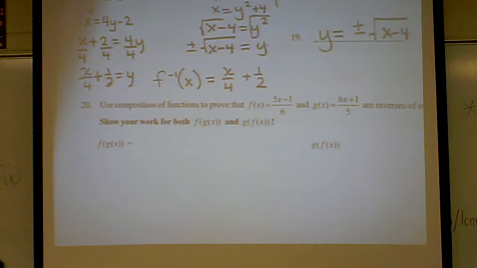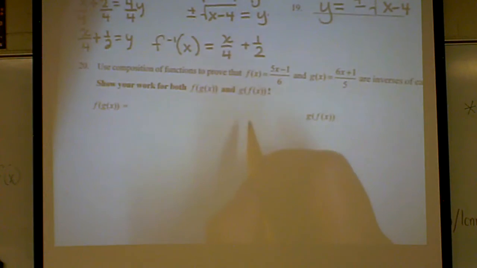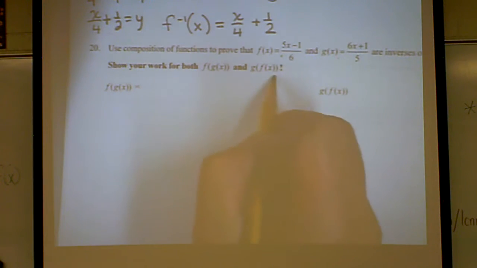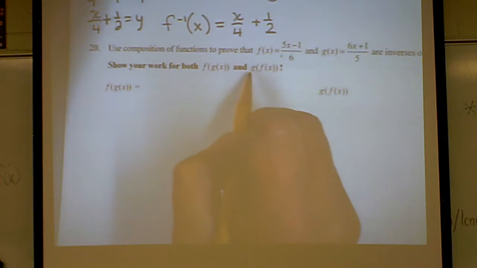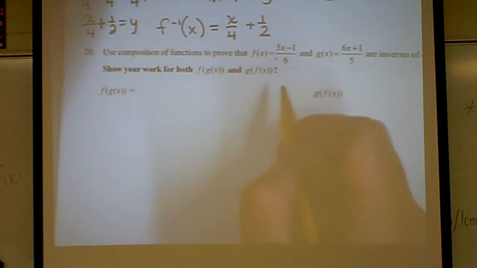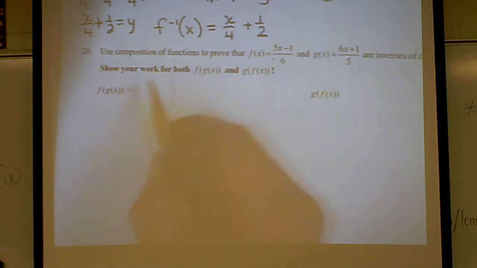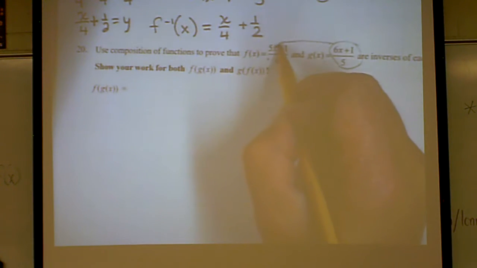And the last question, number 20. To prove that f of x and g of x are inverses of each other, you have to do the composition of each one. So you have to do f of g of x and g of f of x. And both have to simplify to be x. So to do this one, you're going to plug g of x into f of x. So this goes in here.